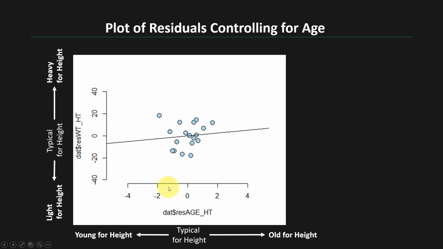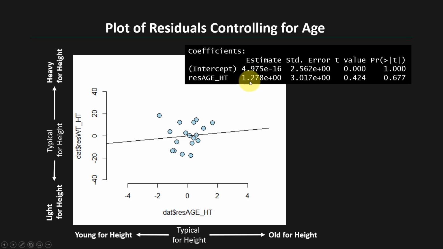If we then regress these two sets of residuals onto each other, we end up with a slope of 1.278, which you might remember was the effect of age in the multivariable regression, because now this is the effect of age once the variability of height has been removed. Although in the sample it's a positive relationship, it's not statistically different from 0.